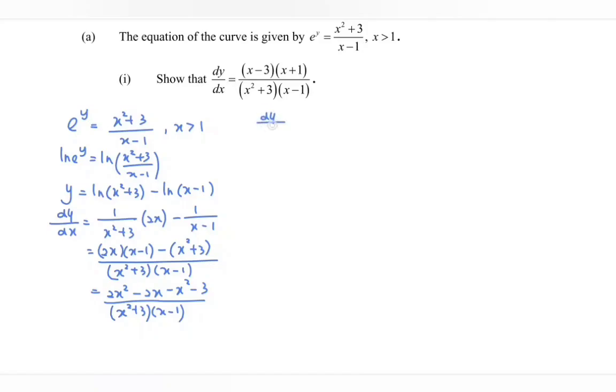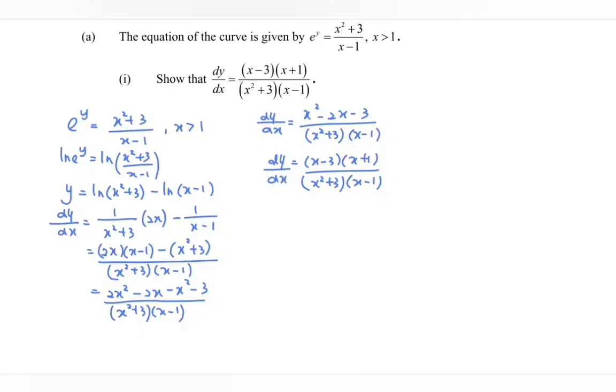So dy/dx equals (x squared minus 2x minus 3) over (x squared plus 3) multiplied by (x minus 1). If we factorize, we will have (x minus 3)(x plus 1) over (x squared plus 3)(x minus 1). So that would be the dy/dx, or the first derivative. And double check, we have already shown the given expression.